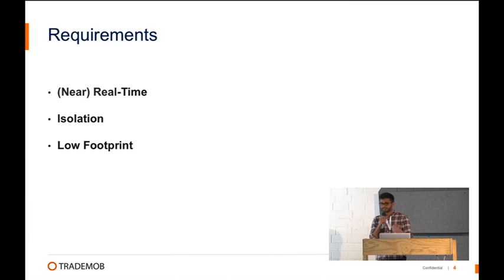Besides this, it had to have a really low footprint. So if you're trying to optimize your infrastructure and your performance based on the number of instances you're running, you cannot expect to have a system that actually takes up a lot of resources. This metrics or monitoring system has to have a really low footprint so that you can actually optimize on your costs.